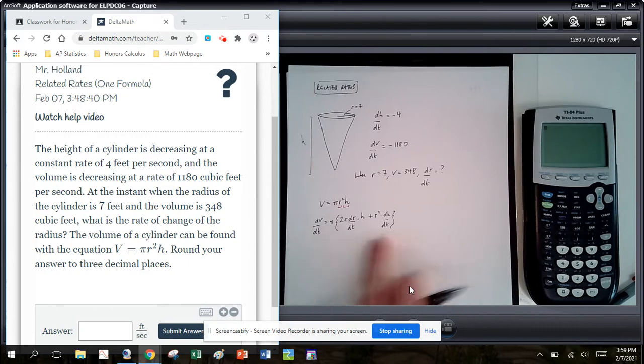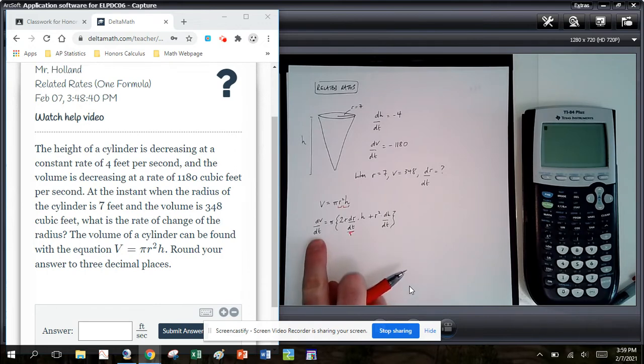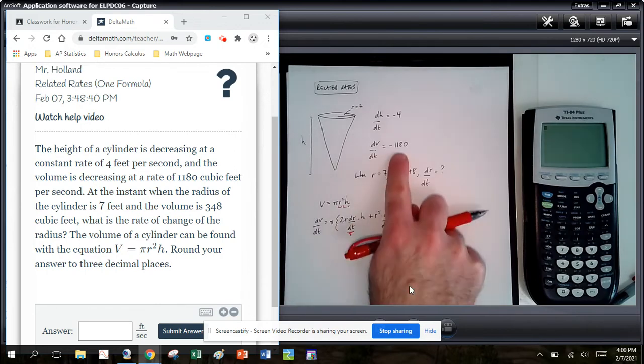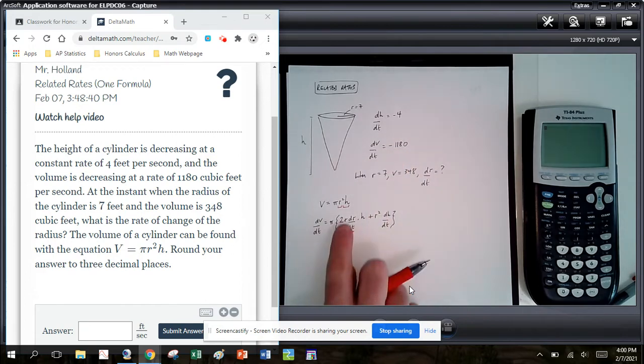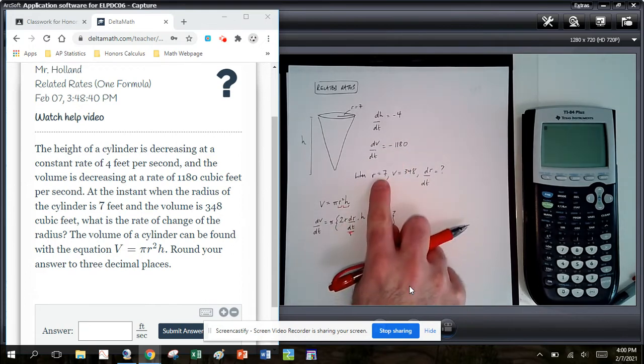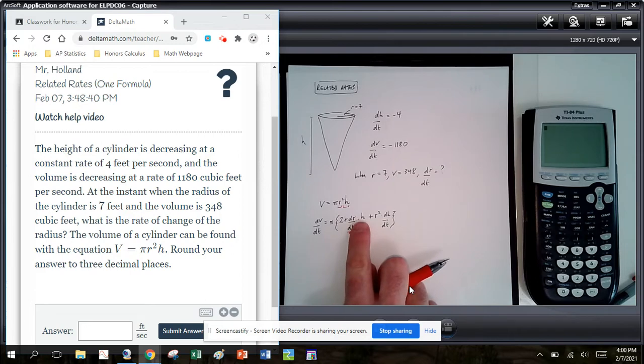So when I get to this point, remember, I'm trying to figure out what dr/dt is. So there's my dr/dt. So I have some unknowns that I want to plug in. I need to plug in dV/dt. Well, I know what that is from up here. I need to plug in r. Well, I know what that is from here. And I also need to plug in h. Well, that's a problem because I don't know what h is.